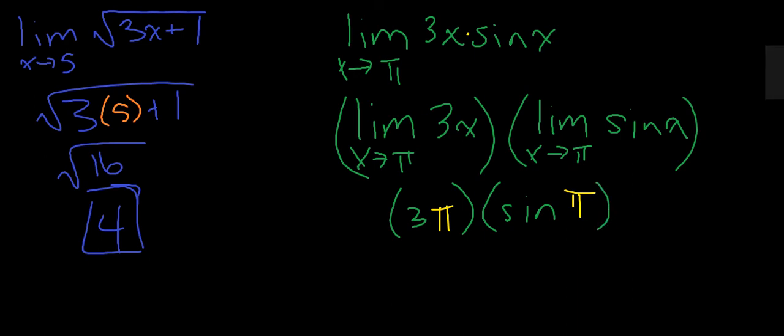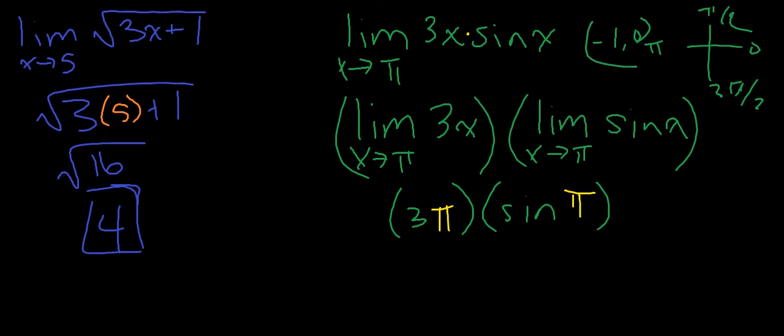The sine of pi, I have to remember where pi is. If I do a quick sketch, this is 0, this is pi over 2, 3 pi over 2, and pi is over here. Sine goes with the y coordinate, which is 0, so sine of pi has to be 0. I don't care what the other value is, because if sine of pi is 0, then the limit as a whole is just 0.